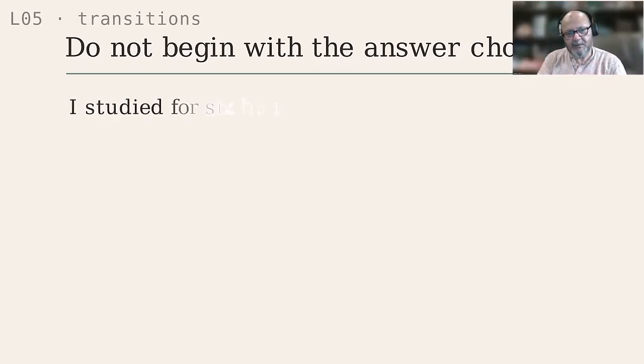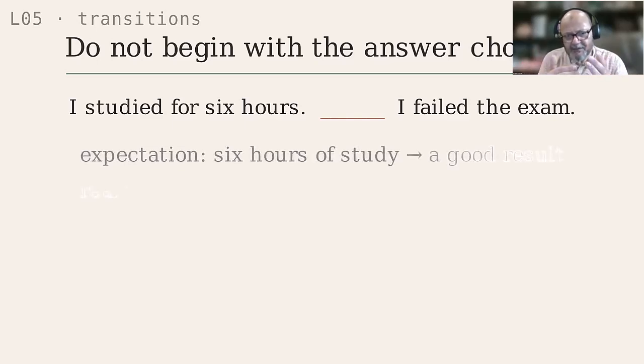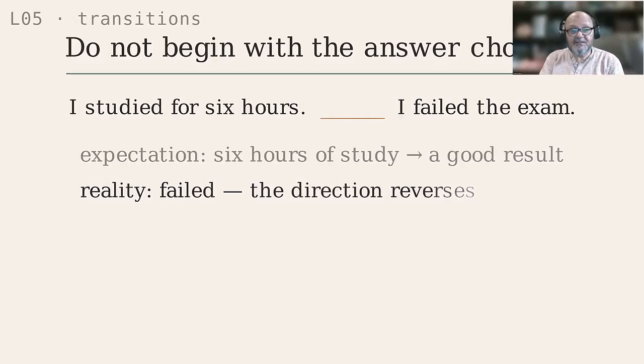Let's look at an example. I studied for 6 hours, blank. I failed the exam. Before looking at any choices, right? What relationship do you notice? The first sentence creates an expectation. If someone studies for 6 hours, we expect that person to perform well. But the second sentence says, I failed the exam. The result goes against our expectation. So we need a transition that shows contrast.